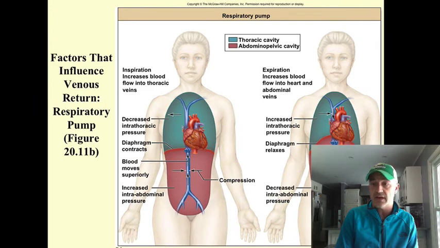And again, just showing the idea right here with the respiratory pump, how this is happening and how it's going to help move blood back towards the heart.